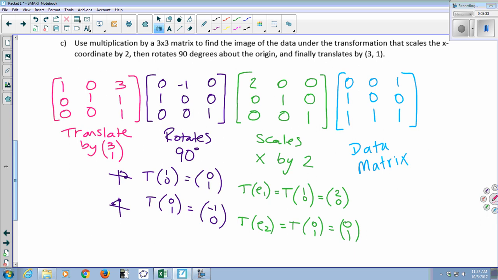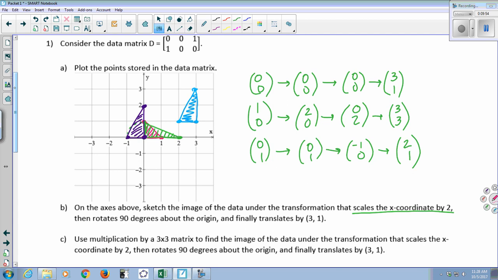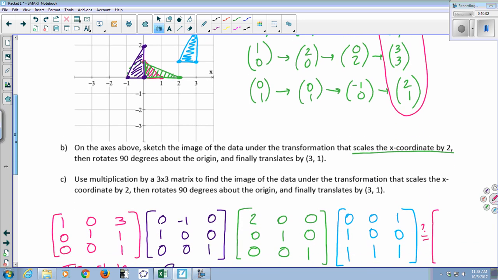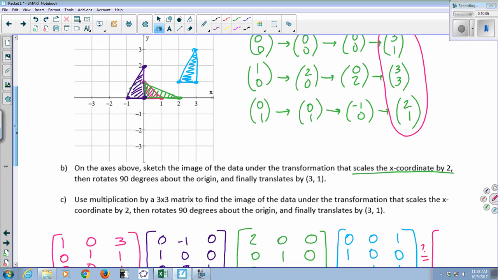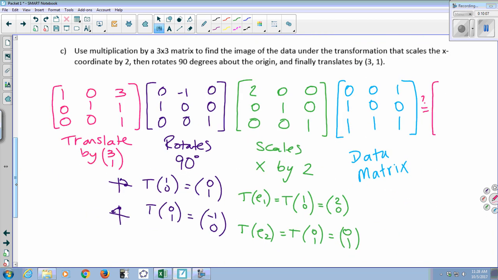So let's see, if I actually check on the calculator, if I multiply these 3 matrices together times my data matrix, I should get what I got earlier, which was these 3 points. Although the order is going to be different because I put the order in the data matrix different. But I should get those 3 points. So let's pull up a calculator and make sure it works.